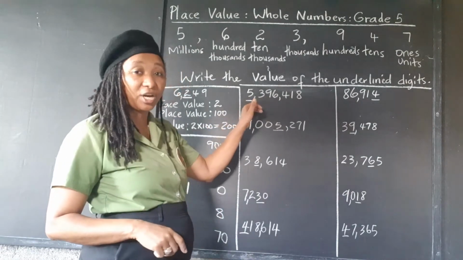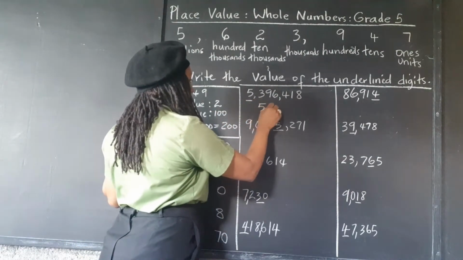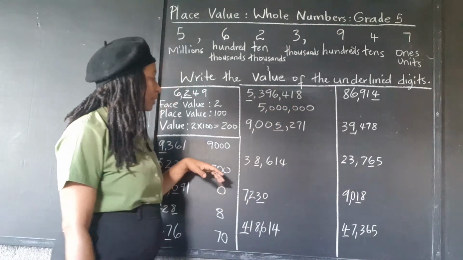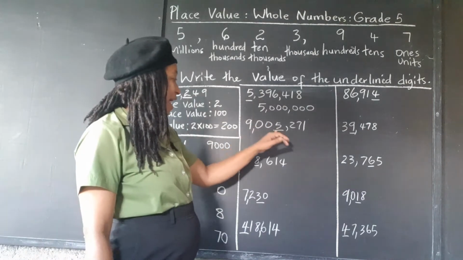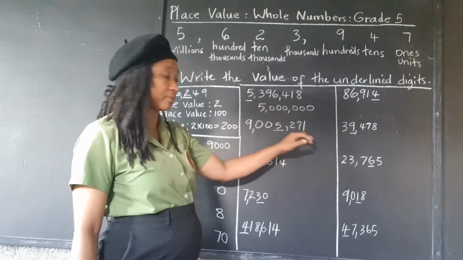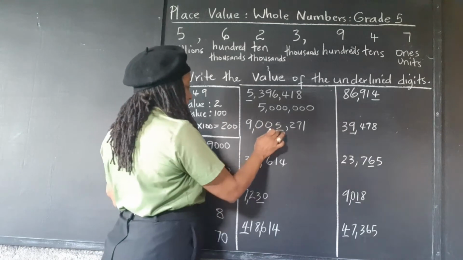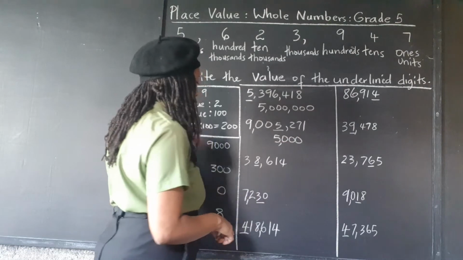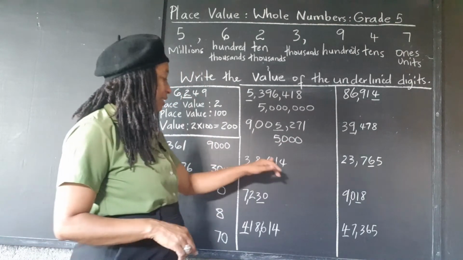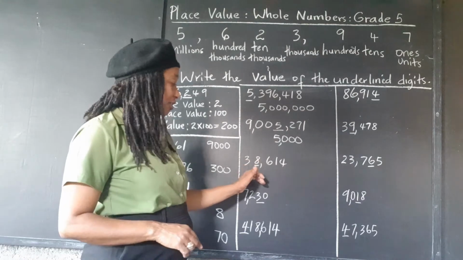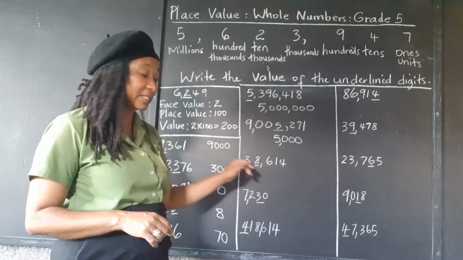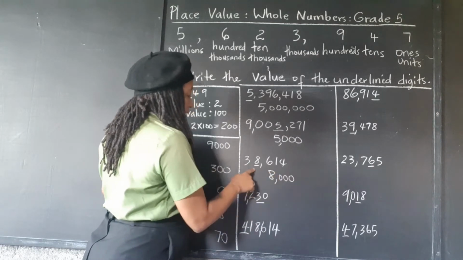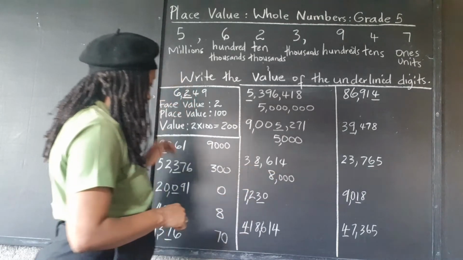5,396,418. The 5 is underlined, so that's 5 million. That's the value of that 5. 5 million. 9,05,271. The 5 is underlined again, it's in the thousand place, so the value of that 5 is 5,000. 38,614. The 8 is underlined, the 8 is in the thousand place, so 8 times 1,000. The value of this 8 is 8,000.